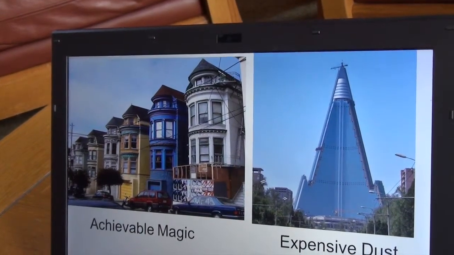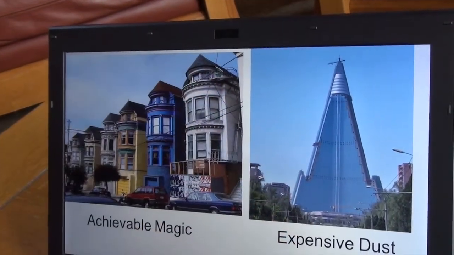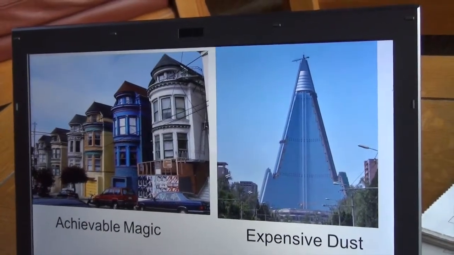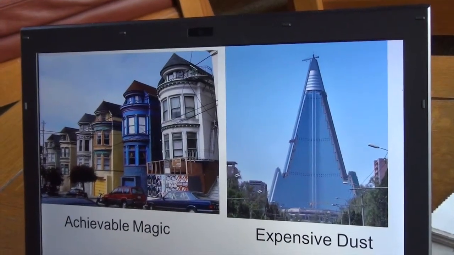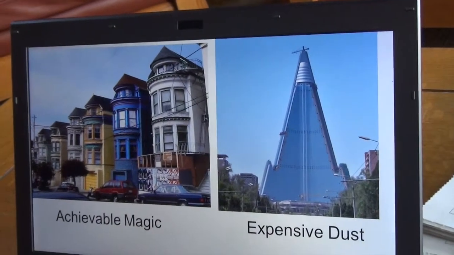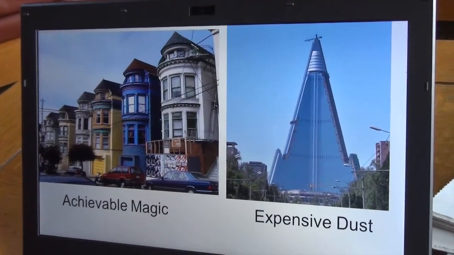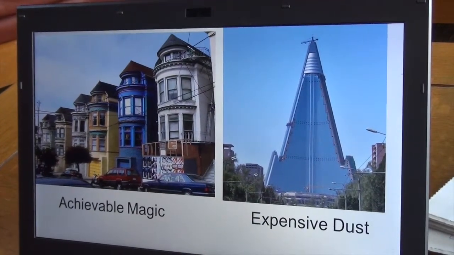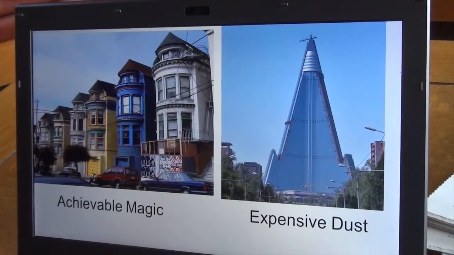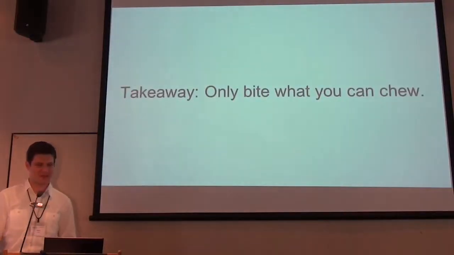And by the way, the building over here, the expensive dust, is called the Ryugyong Hotel. It's in Pyongyang, North Korea. I personally think it's one of the ugliest buildings in the world. It was also supposed to be finished in 1989, and for some reason, it's still being built today. So takeaway: only bite what you can chew.